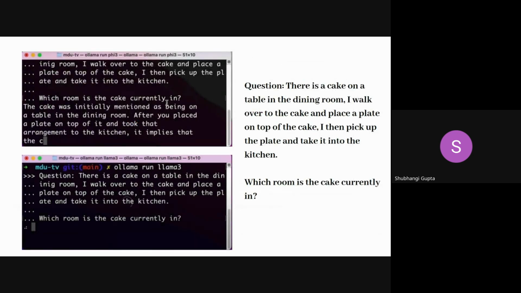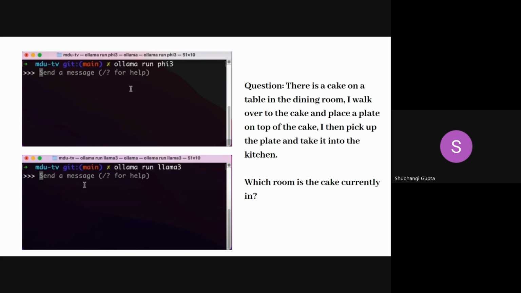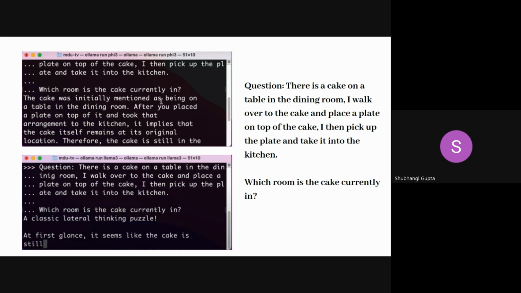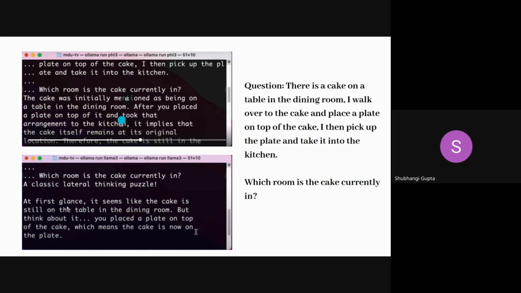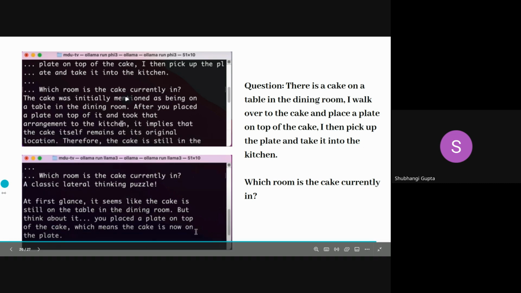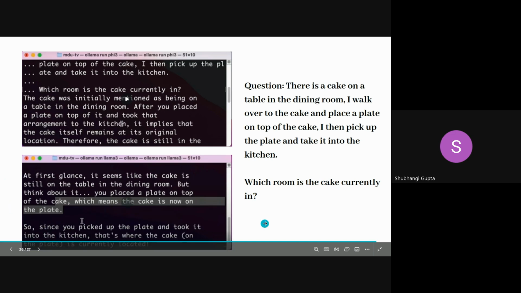So this is the prompt which I have tried in the Ollama framework. Can you just stop the video for once, and start it from the beginning?